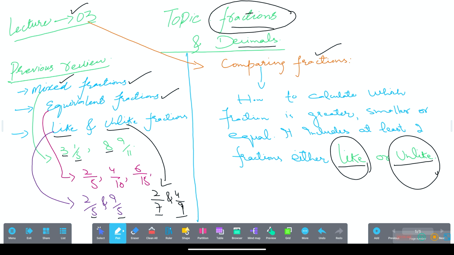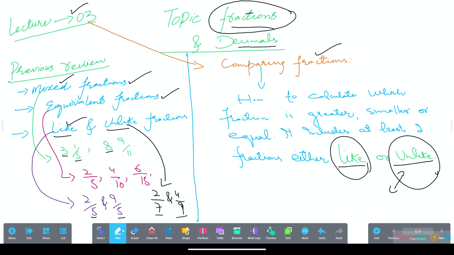Remember the previous remark, when we did like and unlike fractions, I told you we can add or subtract only and only like fractions. If fractions are unlike, then you need to make them like by either finding their LCM or by doing cross multiplication. By these methods, we can make the denominators of two fractions the same, and hence we can make them like fractions. That means whenever it is unlike fractions, you have to add them, but first make them like fractions. Then only you can add them.